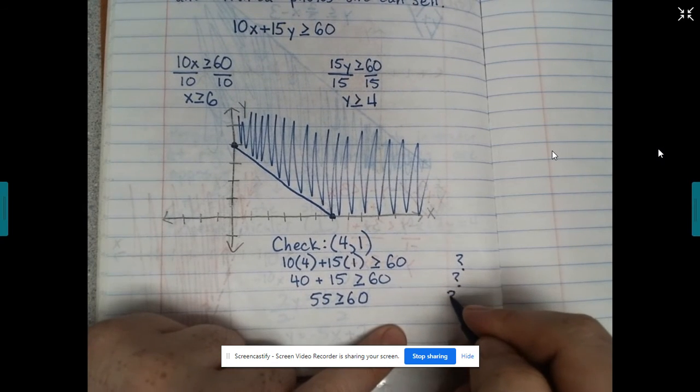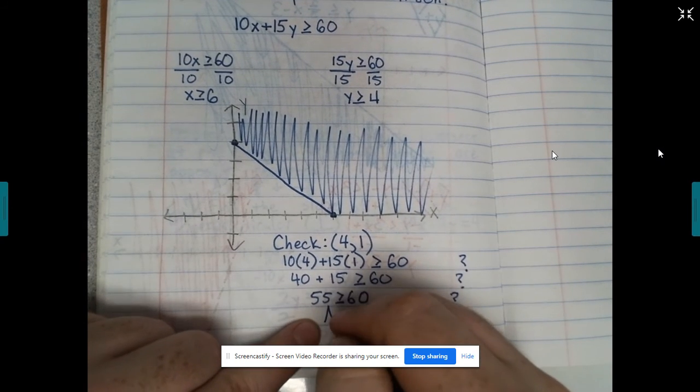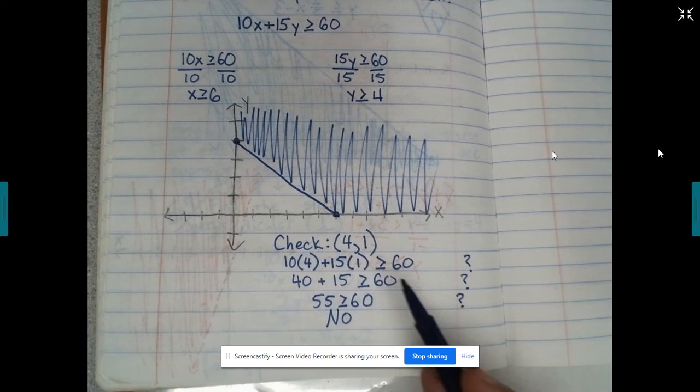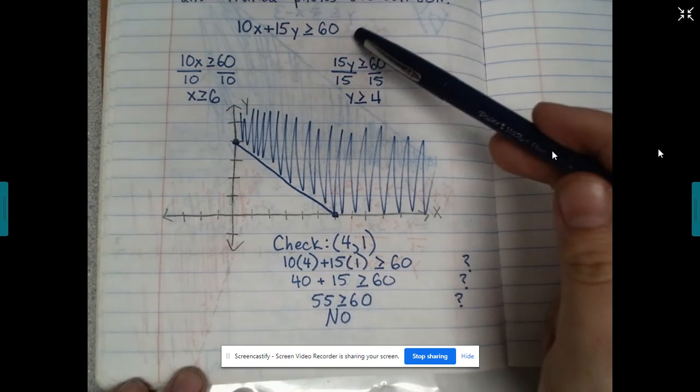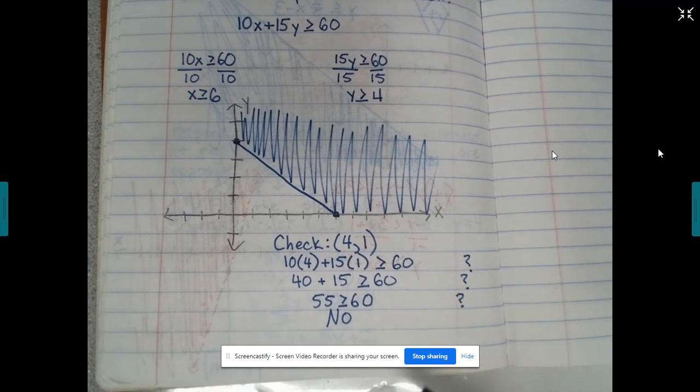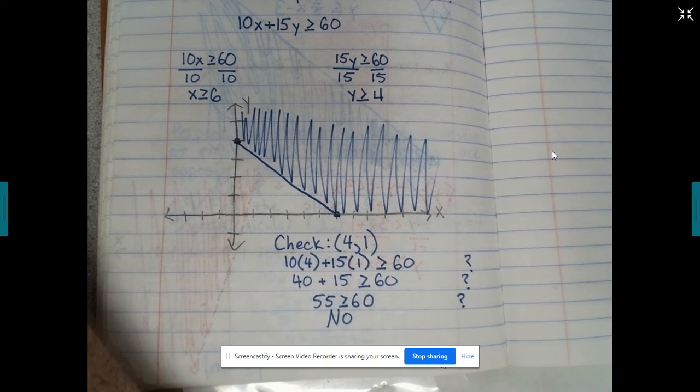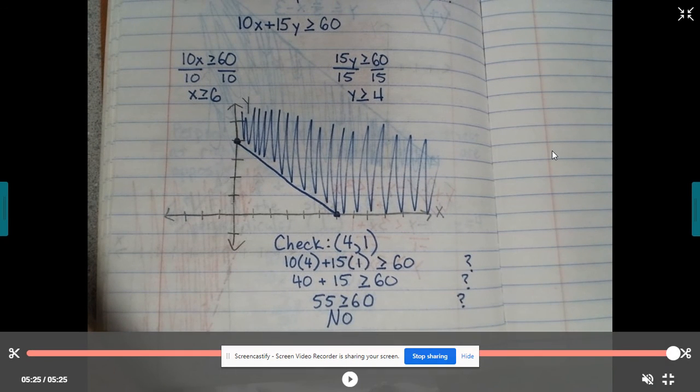Is that right? Does that work? No. If we wanted a profit of at least $60, 4 posters and one framed photo is not enough. The point 4 comma 1 is not a solution here, because when we substitute it in, it ends up with an invalid inequality.